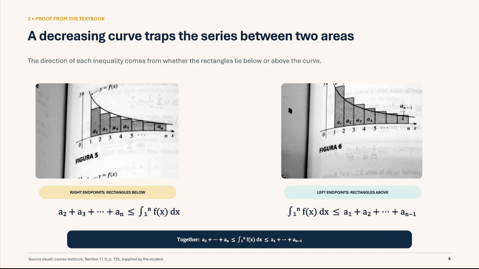In the second figure, the rectangles use left endpoints. These rectangles lie above the curve. Therefore, the area under the curve is less than or equal to a1 plus a2 continuing through a sub n minus 1. Together, these inequalities trap the integral between two expressions involving the partial sums of the series.